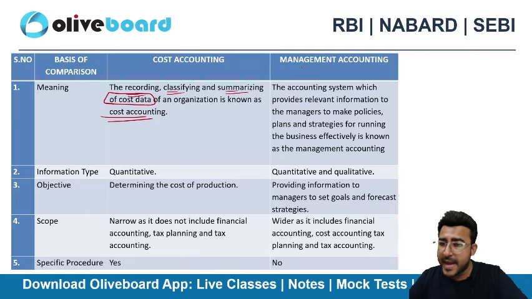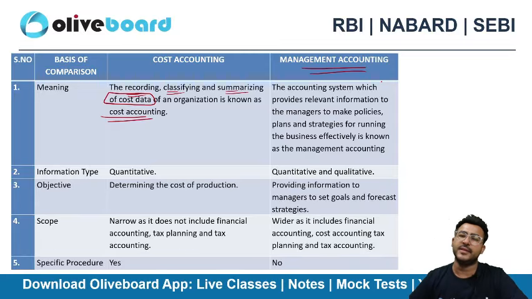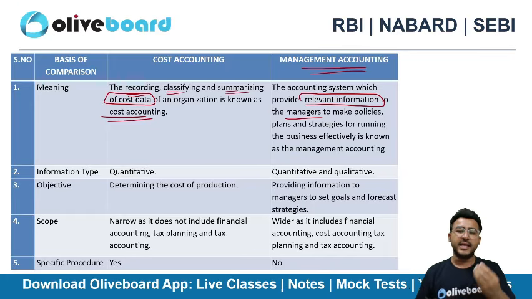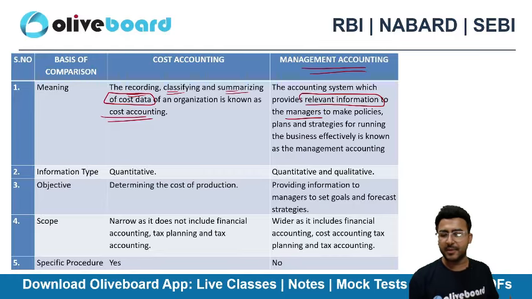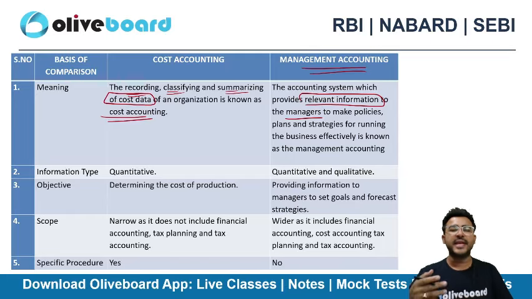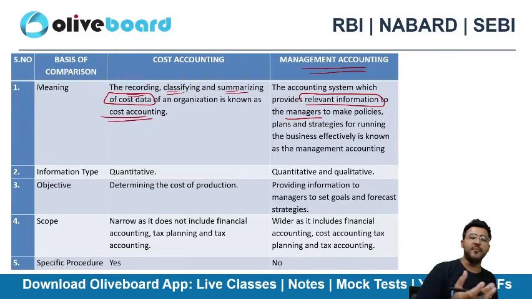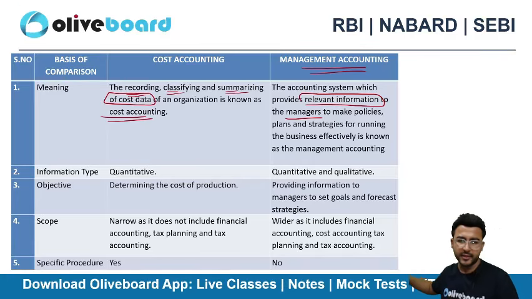Whereas management accounting is a totally different thing. It is an accounting system which provides relevant information to managers. Why? Because they want to do decision making. They want to take decisions. That's why they need strategic information. So when we are giving data to managers for making decisions, that's management accounting.